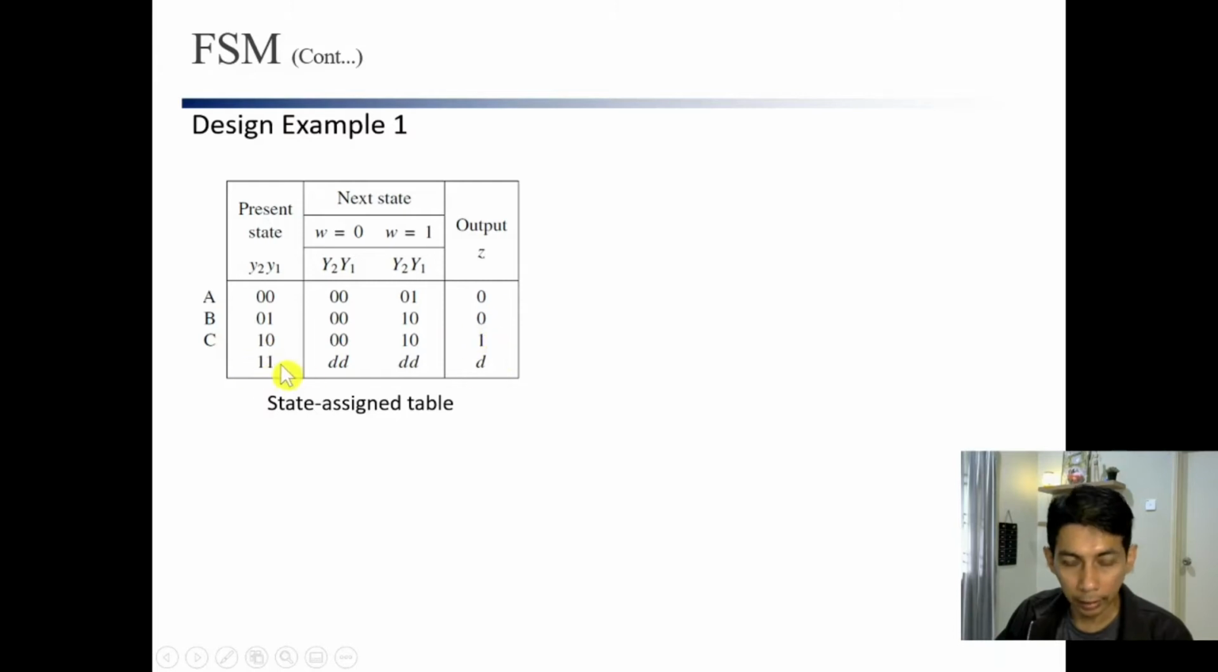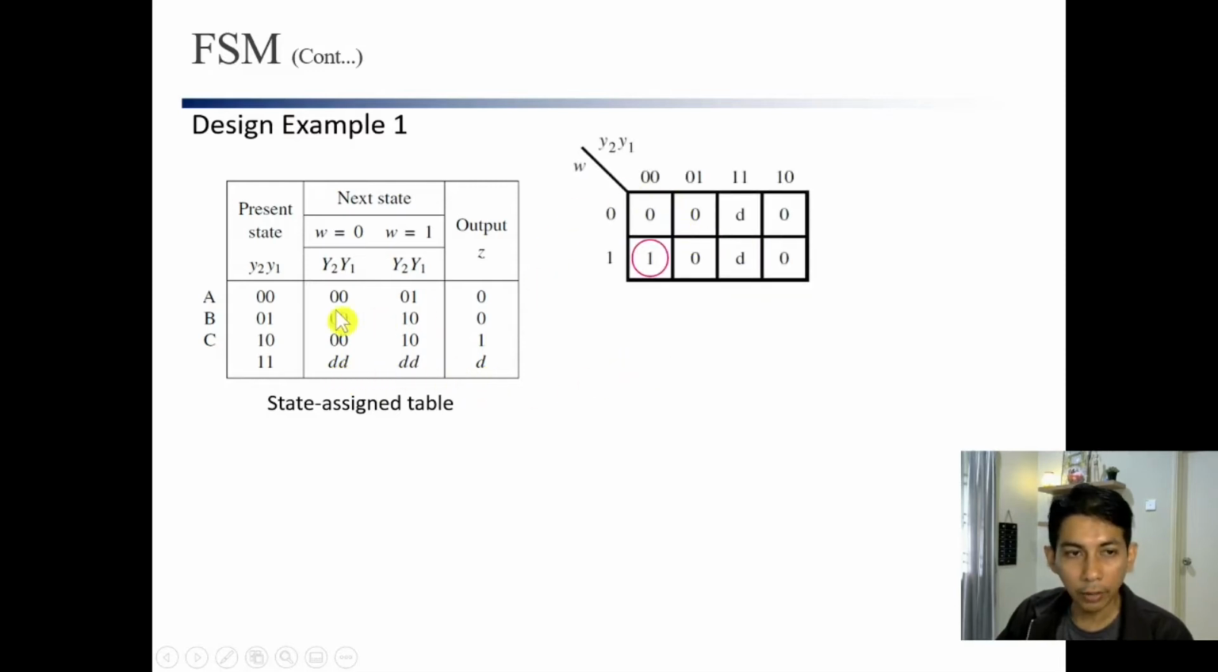And again, because this is digital, you need to have all combinations. The last combination, which is 1 1, does not represent any state. So this one is don't care. All right, we put don't care for this. And for that, we can generate this signal.